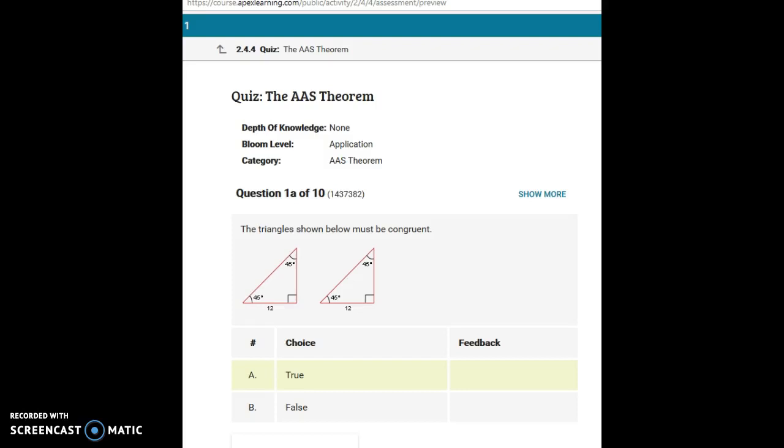Okay, here we are with another session of geometry. This one will be a little quicker. Okay, so I might have to play it back to listen.